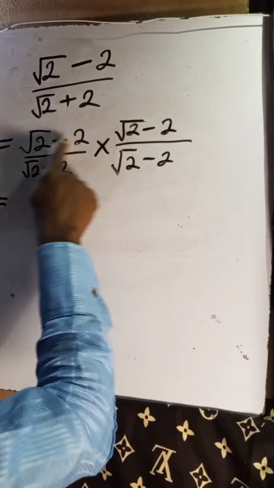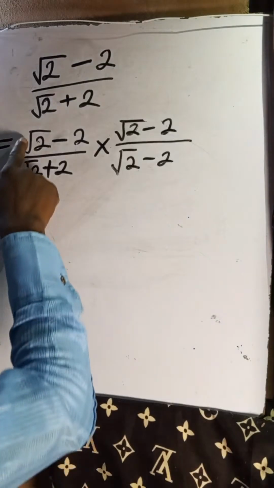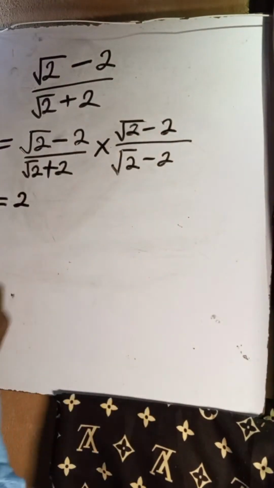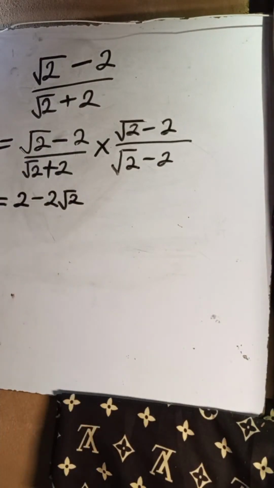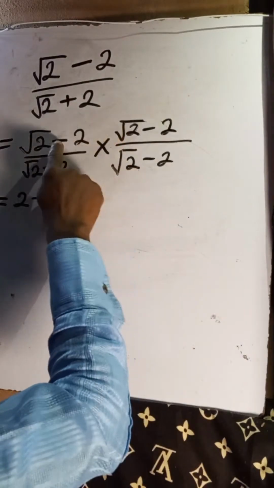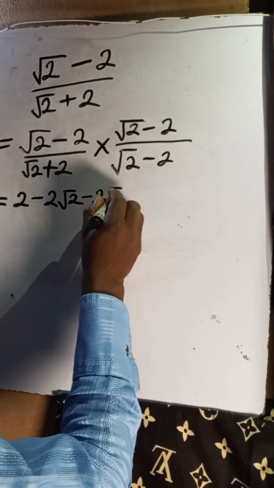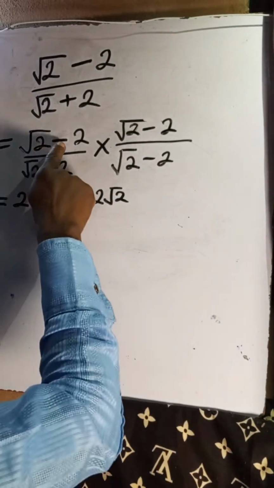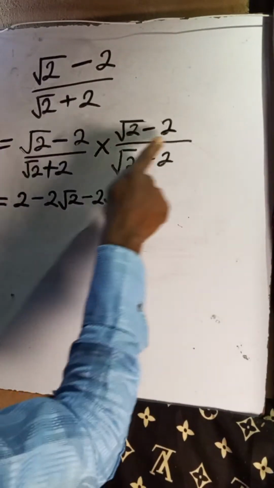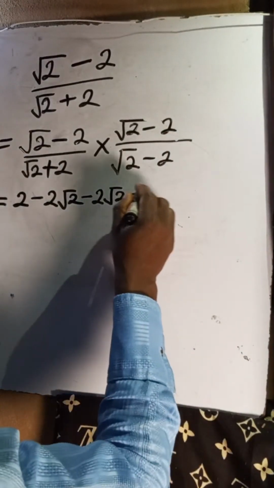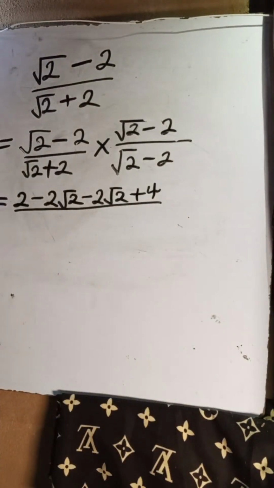So root 2 times root 2 is 2. Then root 2 times minus 2 is minus 2 root 2. Then minus 2 times root 2 is the same thing, minus 2 root 2. Then minus 2 times minus 2: minus times minus is plus, and 2 times 2 is 4. That's plus 4. This is going to be divided by what I did before.